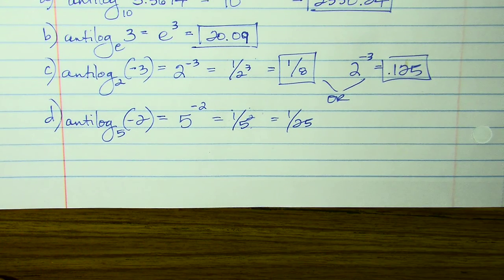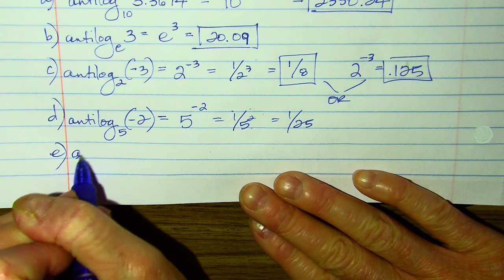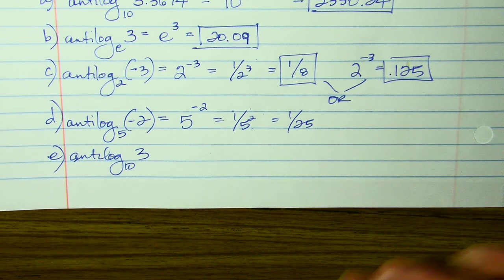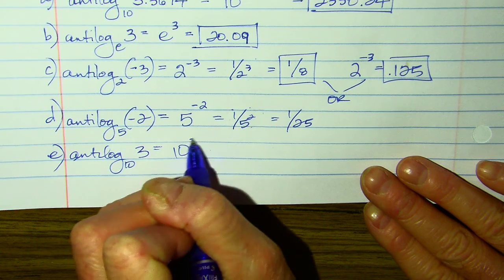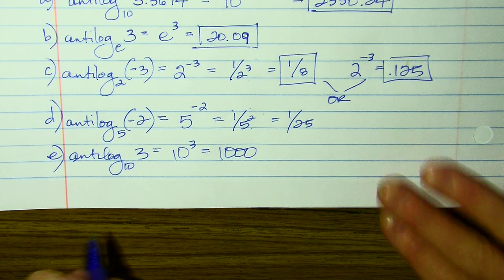That's pretty much it that this section covers. We'll do one more. What is the antilog base 10 of 3? So they're just asking you to find 10 to the third, which is 1,000. 10 times 10 times 10. And that's it for this section.